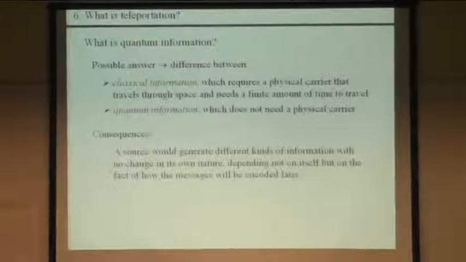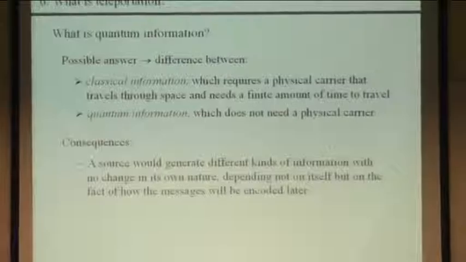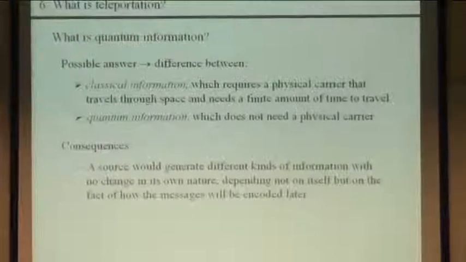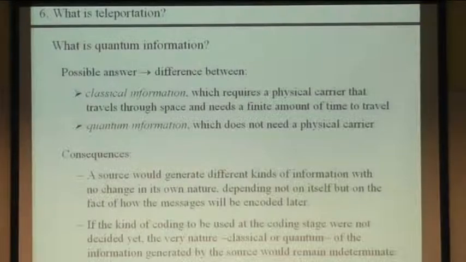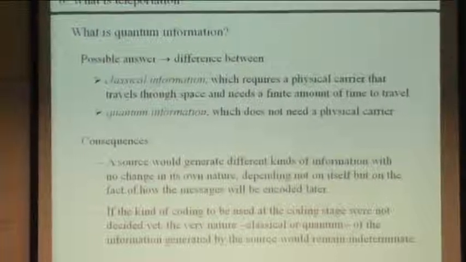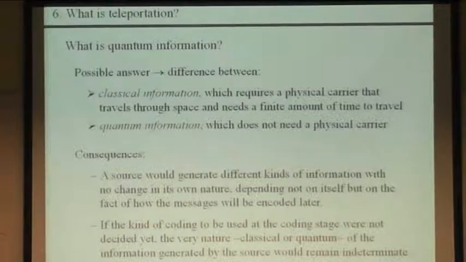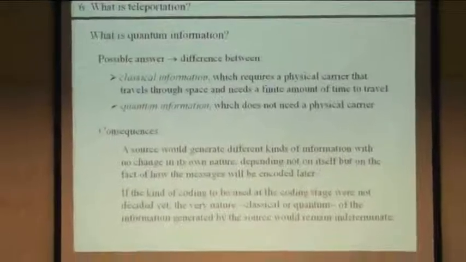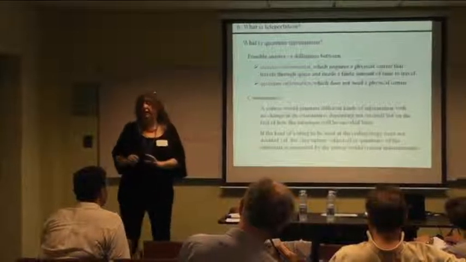We have a source, and the source generates different kinds of information without changing its own nature. I mean, depending on how the information will be encoded later, the source produces one kind of information or another. Moreover, if I don't decide which encoding I will use, the nature of the information, classical or quantum, remains indeterminate. And it becomes determinate retroactively. So when I decide, well, I will encode classically, then the information produced before at the source turns out to be classical. This is something, at least for us, uncomfortable.